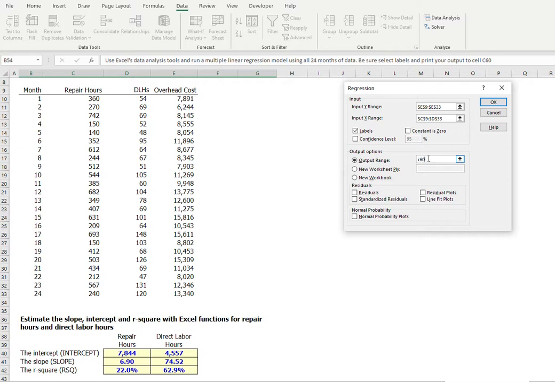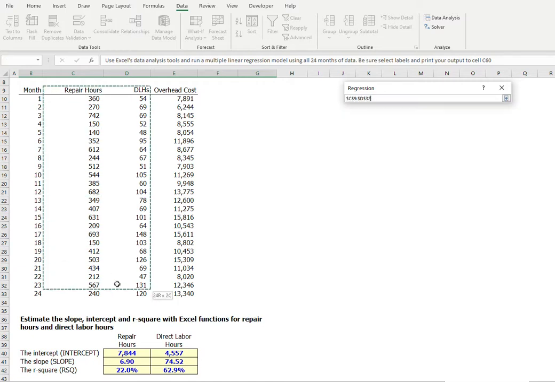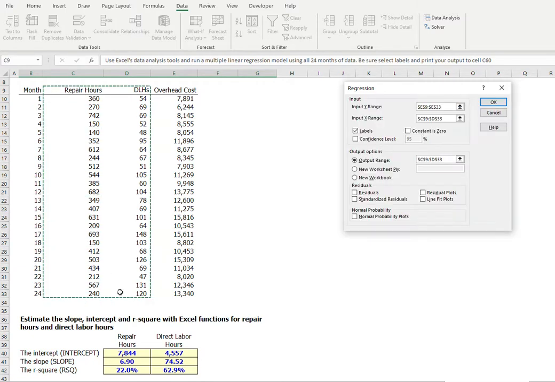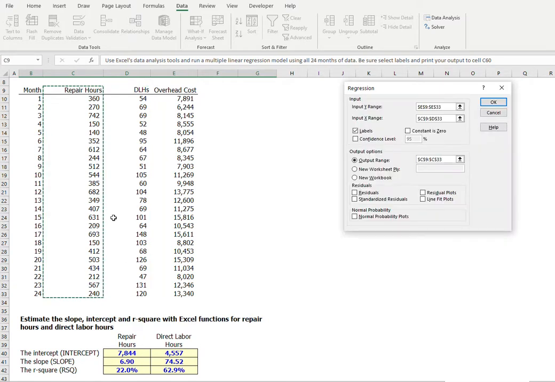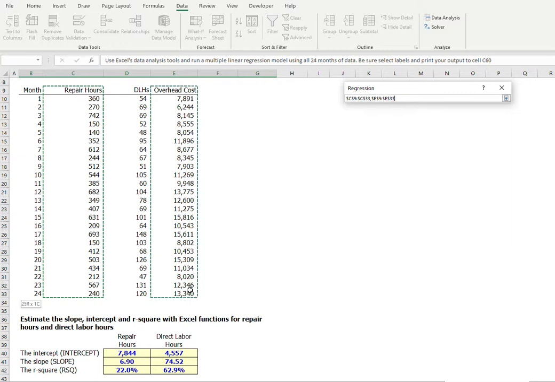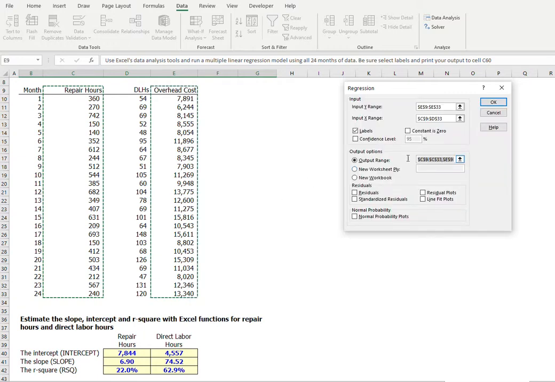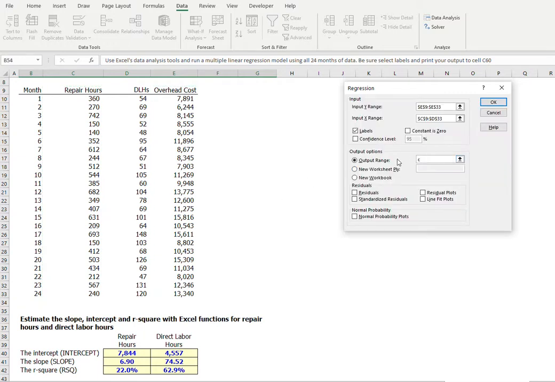By the way, just for your further information, when you're selecting a range for your independent variables, they need to be continuous. We can't select one range, hold the control key, and select another range. They need to be right next to each other. So again, C60 is where I wanted to put my output, and we'll hit OK.